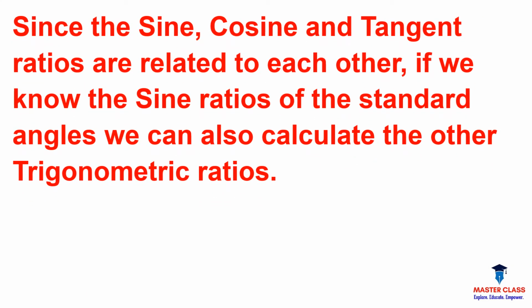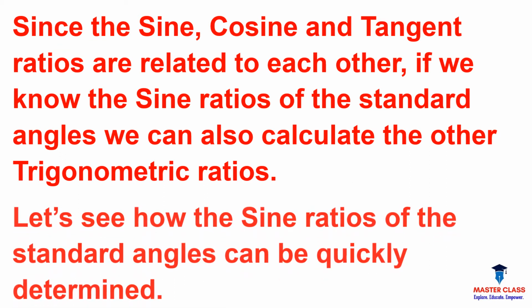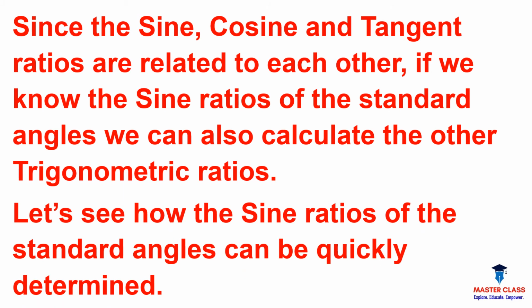Since sine, cosine and tangent are related to each other, if we know the sine ratios of any angle, we can also calculate the other trigonometric ratios. Let us see how the sine ratios of standard angles can be quickly determined. We will first learn how to build the sine table of the standard angles.